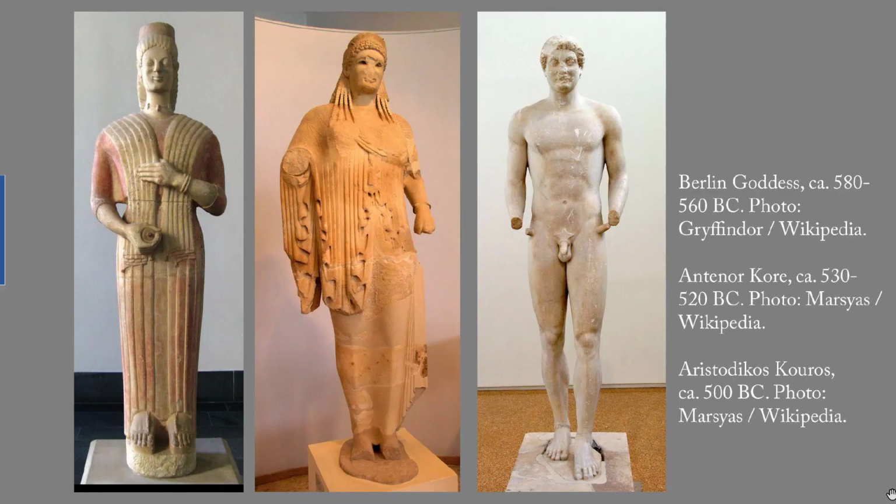On the left is the Berlin goddess, around 580 to 560. In the middle is the Antenor Kore, around 530 to 520 BC. These folds are called swallowtail folds, and they're a standard way of showing drapery in the late Archaic period, very stylized. And on the right is the Aristotikos Kouros, who's about 500 BC.